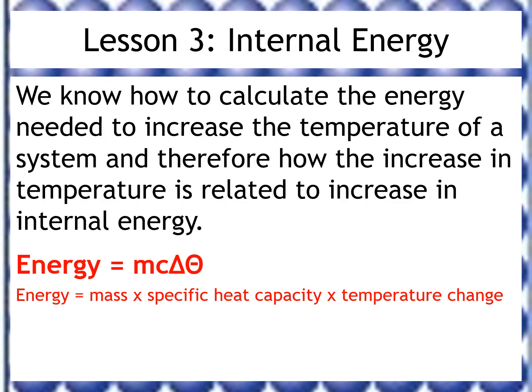Now we've already met the equation energy equals mass times specific heat capacity times change in temperature, which we sometimes write as E equals mc delta theta, where delta theta means change in temperature. We also looked at a definition of specific heat capacity, which is that it is the amount of energy needed to raise the temperature of 1 kilogram of a substance by 1 degree Celsius. That was back in the energy topic. Now, in fact, this is the amount of energy needed to heat something up. Then this is an equation that tells us how much energy is needed to raise the internal energy of a substance.